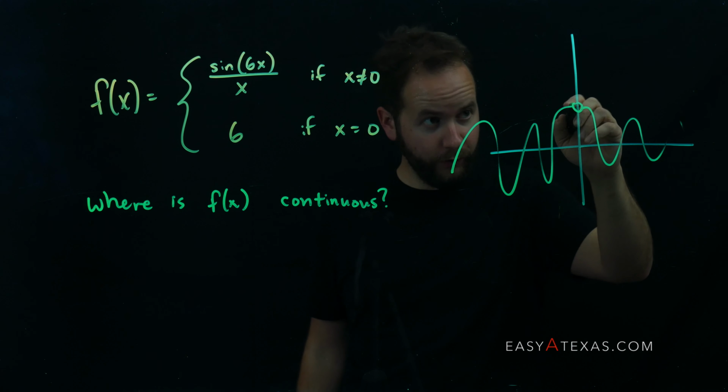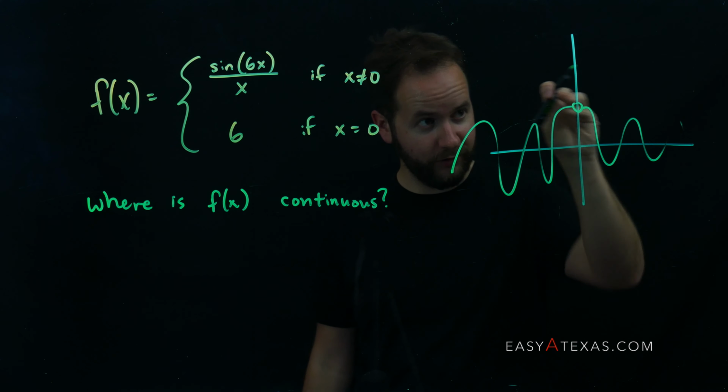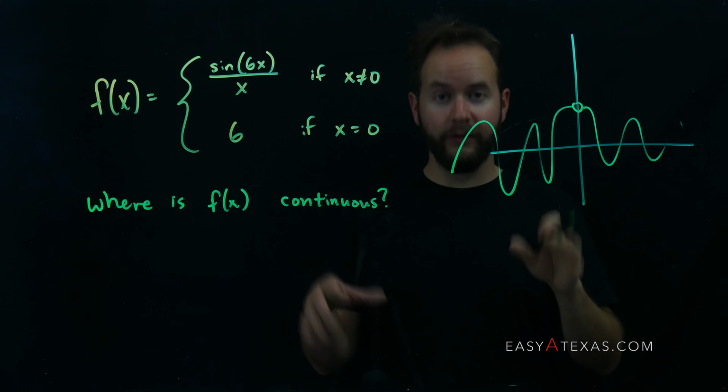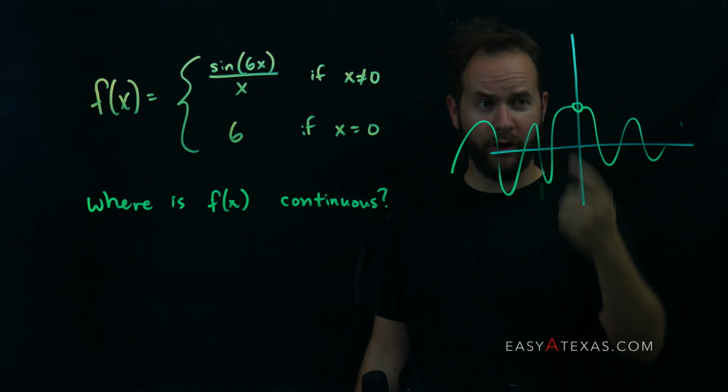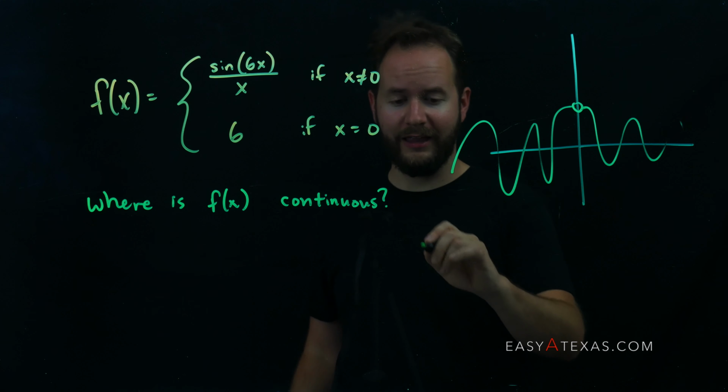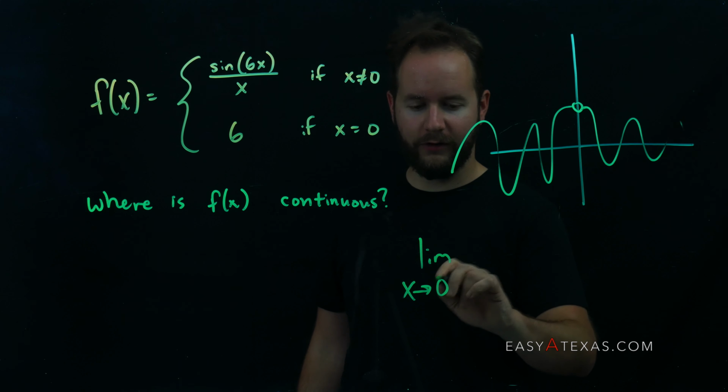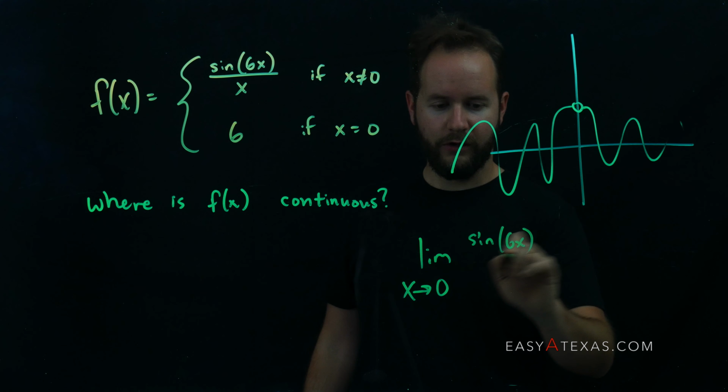So this hole here is like a hole in the boat of a ship. We want to make sure that we seal that hole, and if it is sealed, then it's continuous everywhere. If it's not, then it's not continuous at x equals 0. So how can I figure out what the y value of that hole is? Well, this is just taking the limit as x approaches 0 of sine of 6x over x.